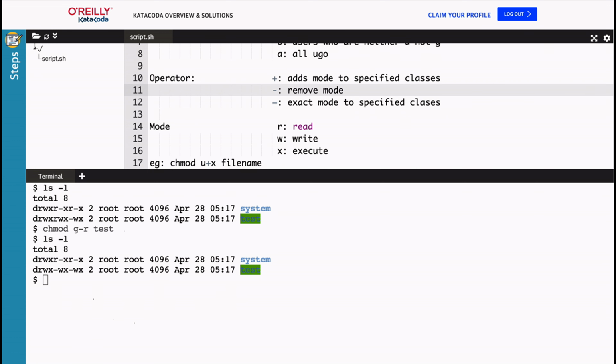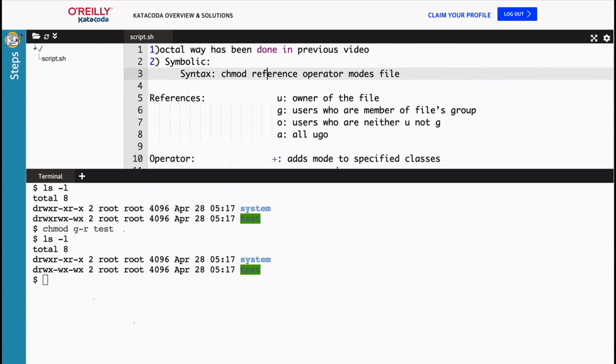I hope you understood the concept of chmod. If you missed the previous video, I will put it in the i icon so that you can understand the octal way also. Both ways are very important before using the chmod command, and you can use whichever way you like.